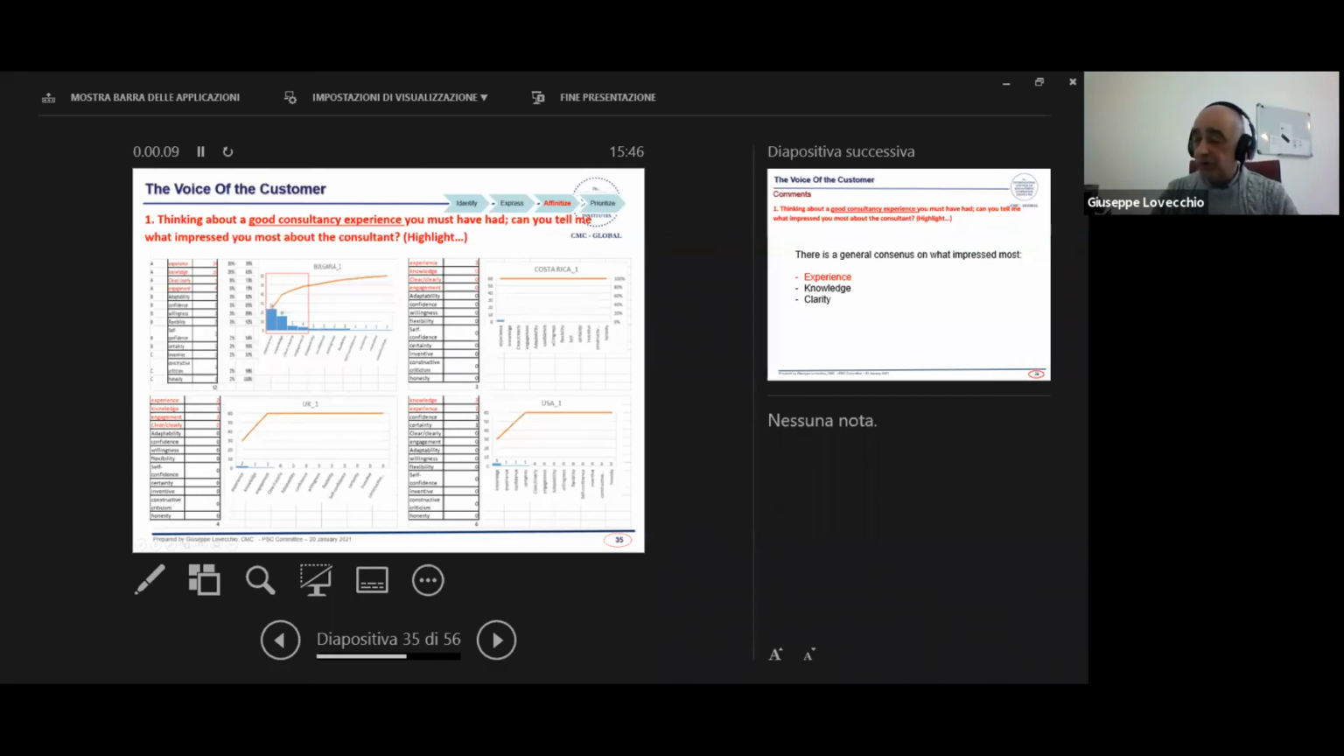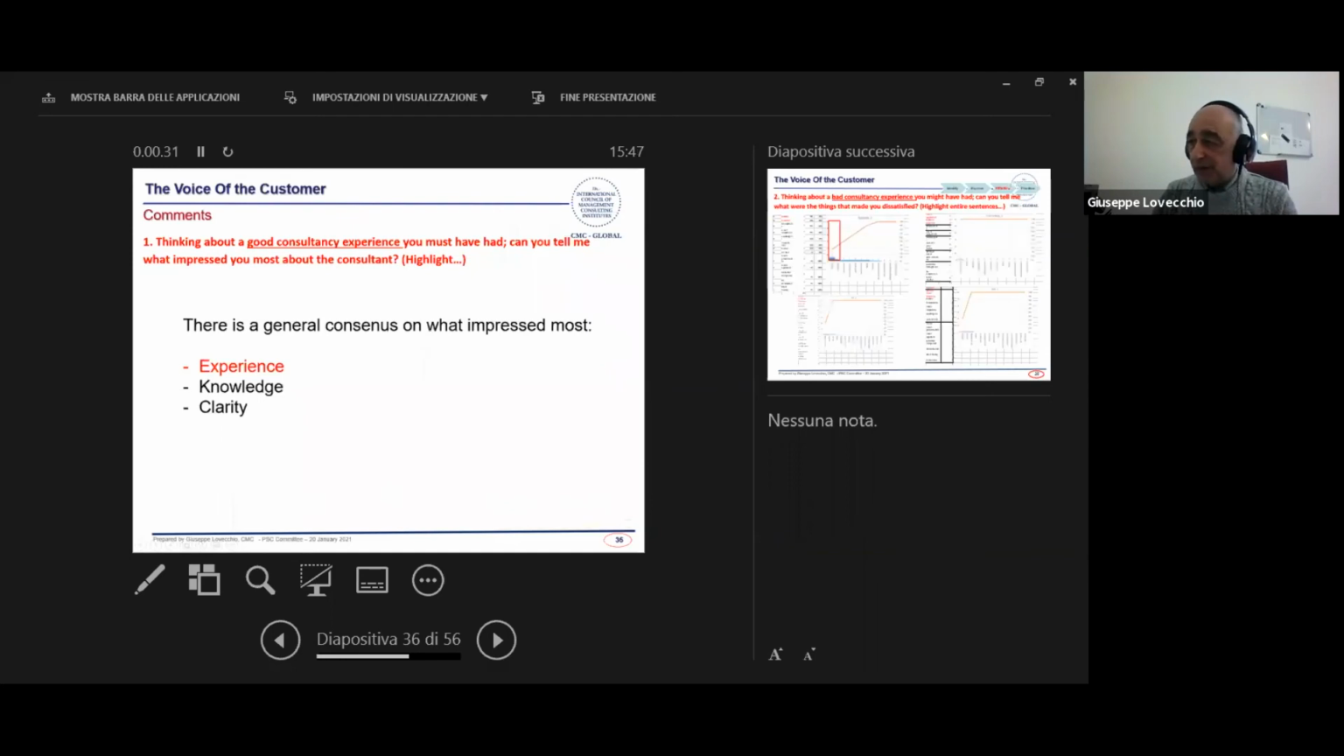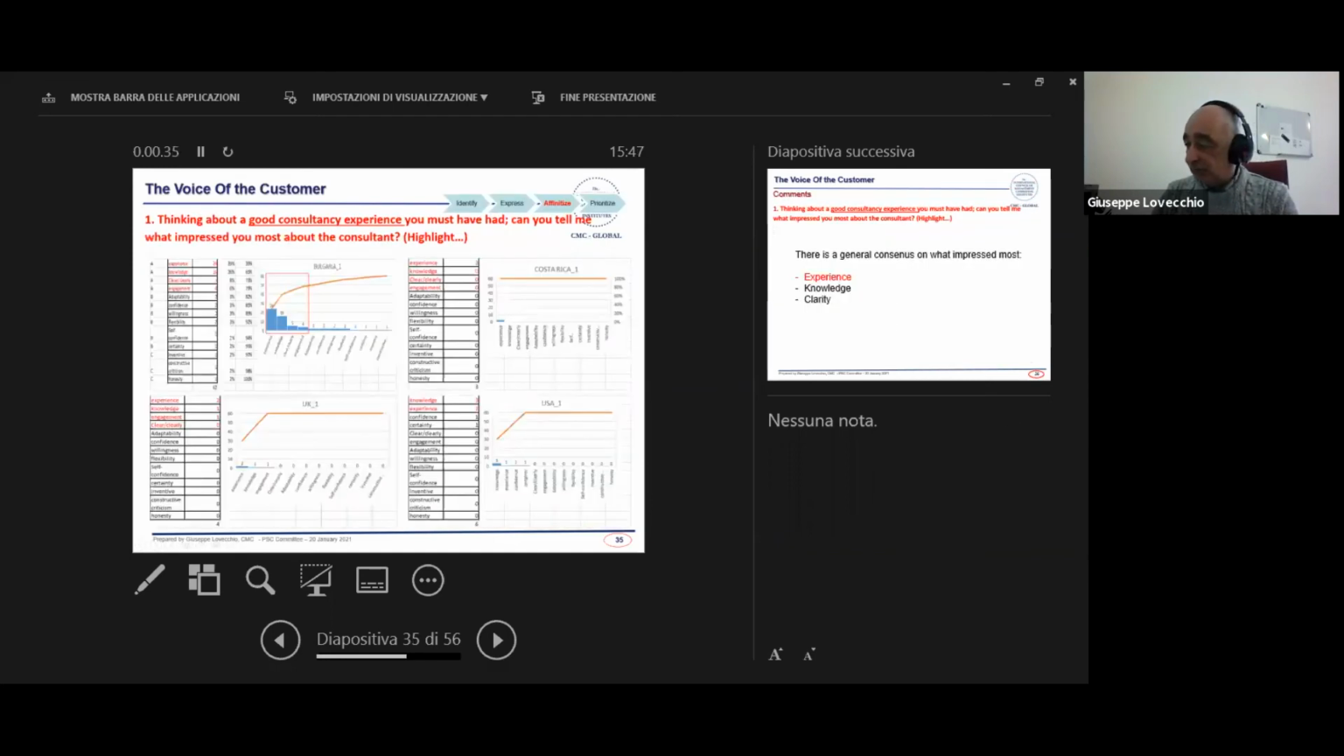Of course, the sample is not the same for the 4 clusters, but anyway, we see, okay, Bulgaria: experience, knowledge as a good consultancy. In the UK, we have again experience. You see, experience is really an important aspect of the first one for all the 4 geographies that we selected.